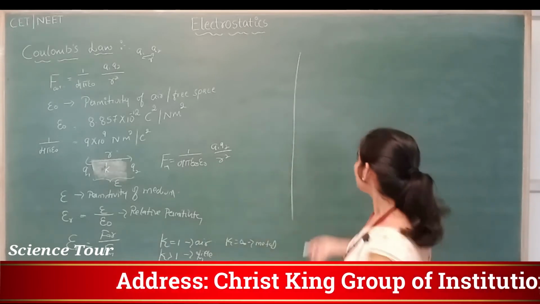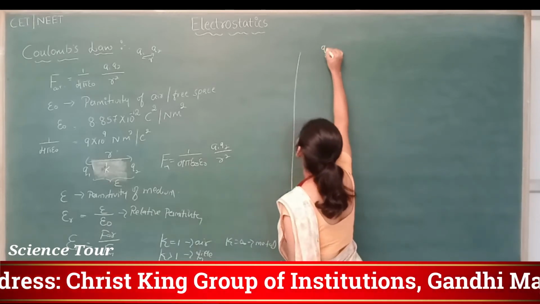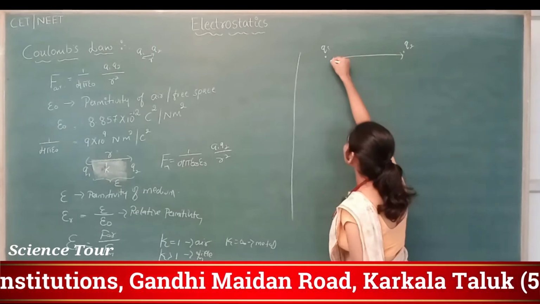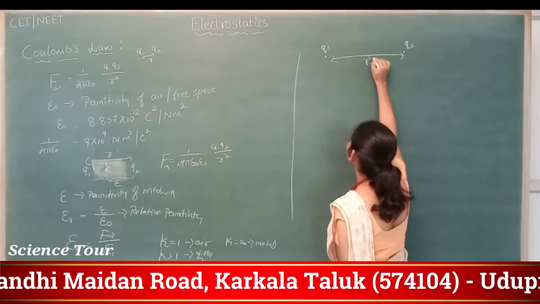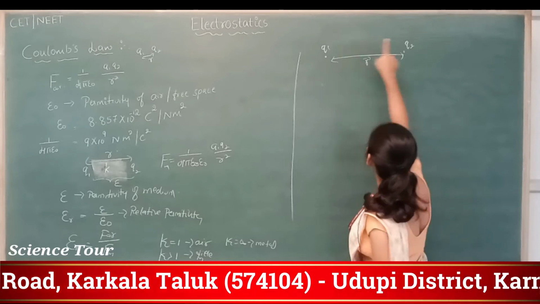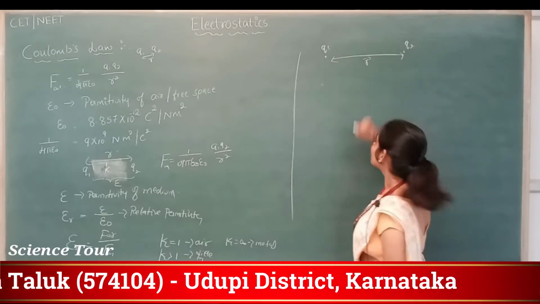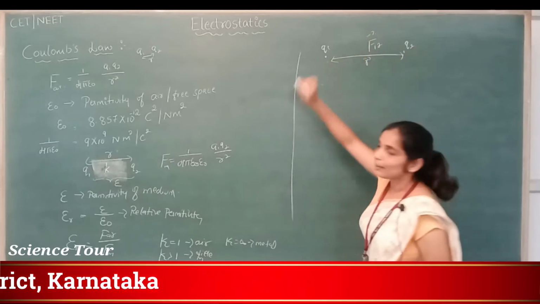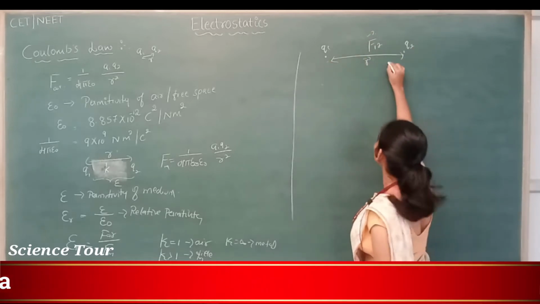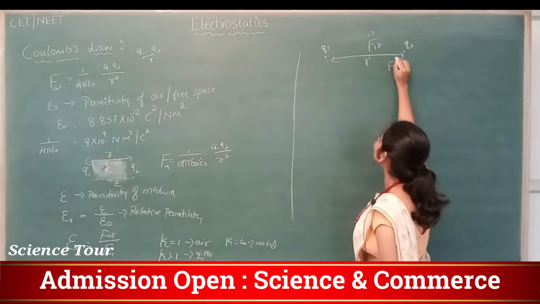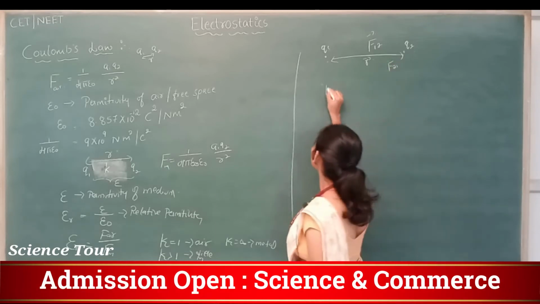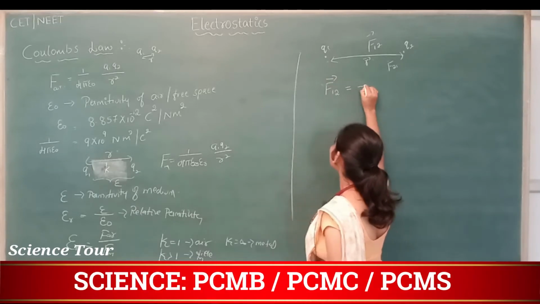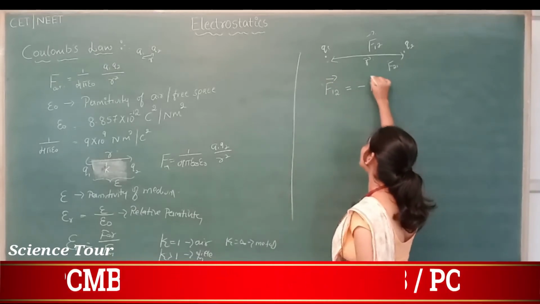So now these two charges, Q1 and Q2, have a distance of separation R between them. Q1 will apply a force on Q2; let me call it F12. Q2 will apply a force on Q1; let me call it F21. Now F12 is equal and opposite to F21.